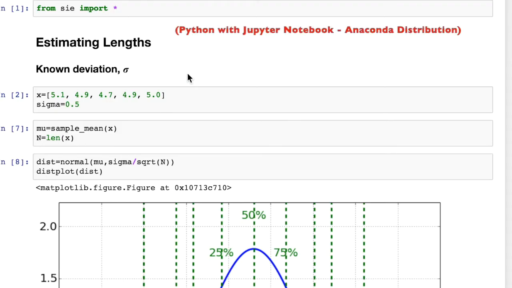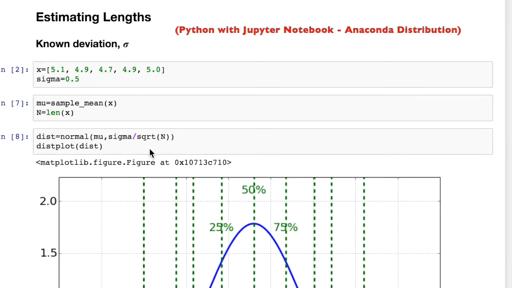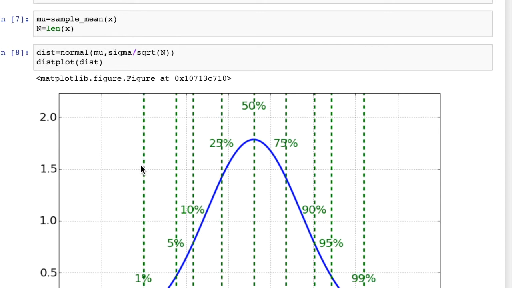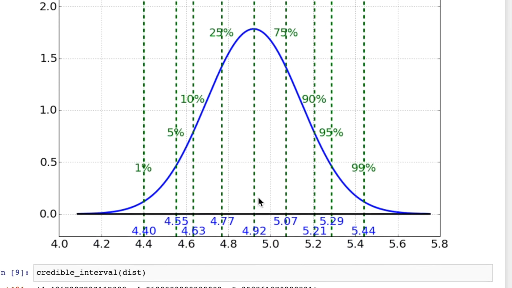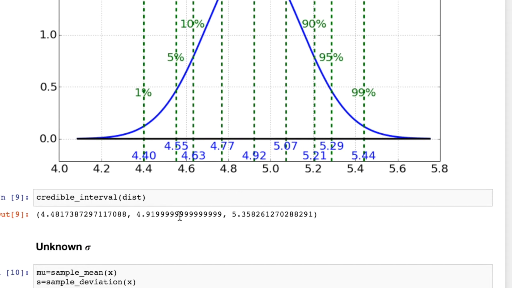So SIE comes with a number of functions, and here we're looking at the normal approximation and the student t-distributions for estimating the best true value for a series of data, essentially the sample mean, with a known deviation given. That allows us to use the normal approximation, and the disk plot allows us to visualize it with all the quartiles. And we can get credible intervals as well.